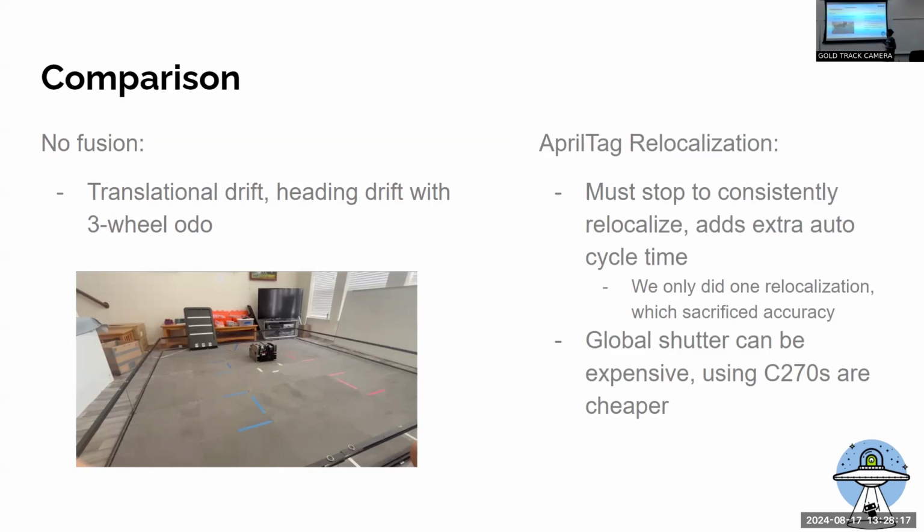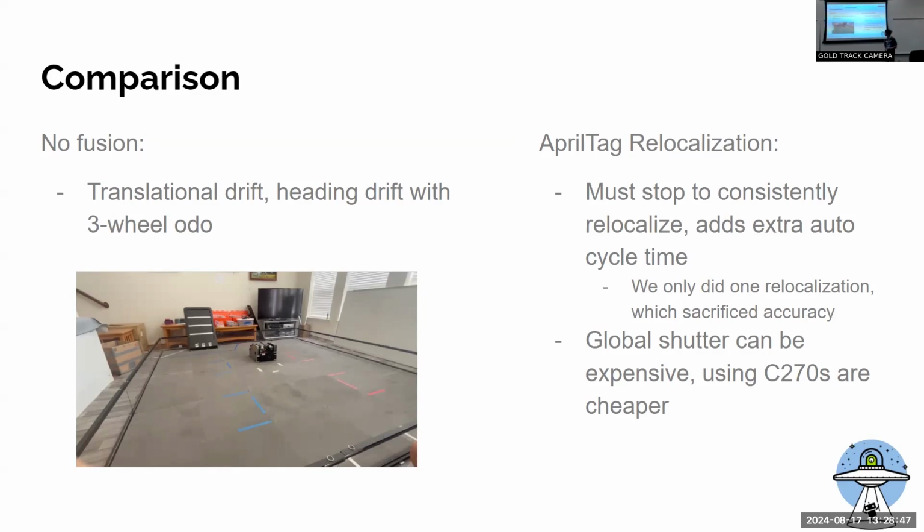So that's why we want to use a Kalman filter. Last season we used just relocalization, but since you have to stop for 1 or 2 seconds before the localizing is consistently accurate, we only could use 1 relocalization per autonomous, which sacrificed a lot of accuracy.